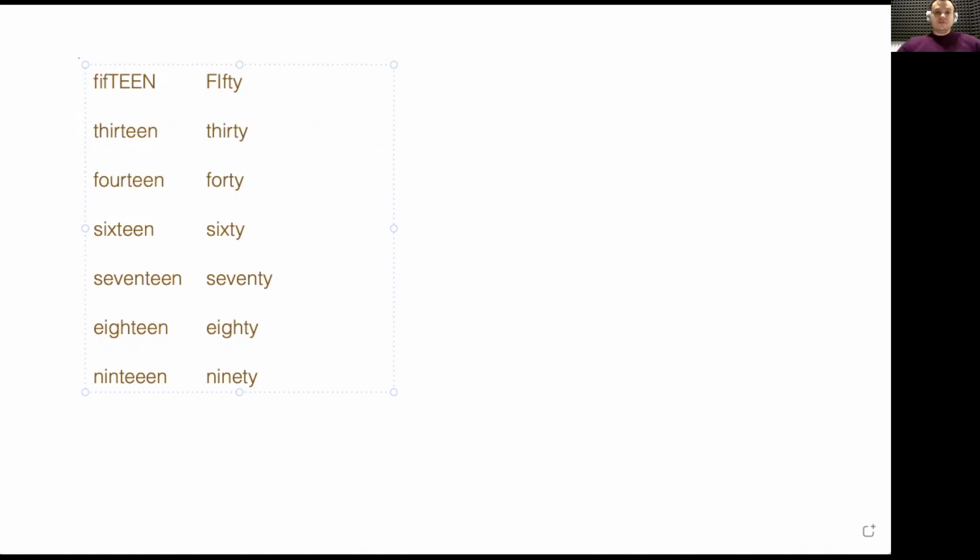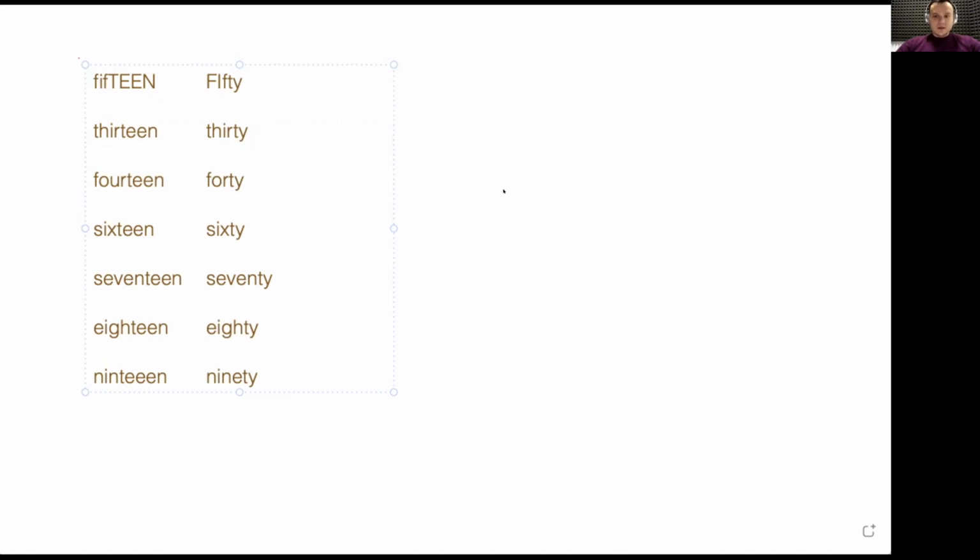Try to make it like music, right? 15, 13, 14, and see if you can create a rhythm for yourself. Go ahead. 15, 13, 14, 16, 17, 18, 19. Okay. And 50, 30, 40, 60, 70, 80, 90. Yes, now stop there for a second.